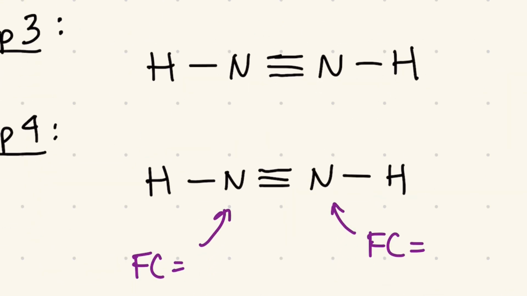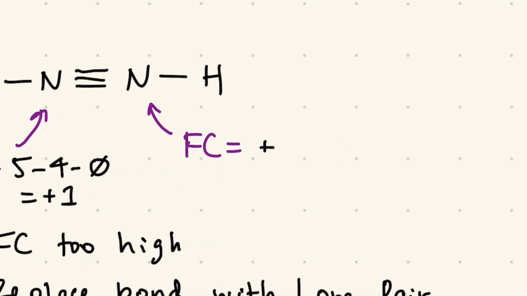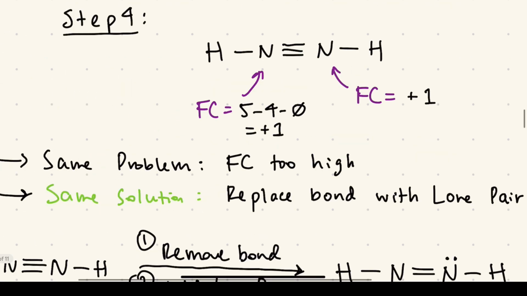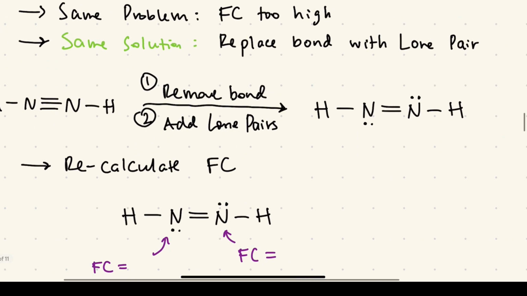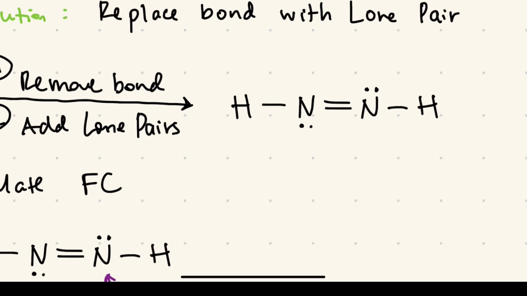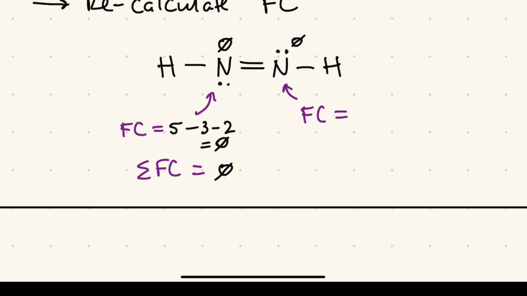And now in step 4, we'll calculate formal charge. So for the nitrogen, it's going to be 5 valence minus 4 bonds minus 0 lone electrons, that's plus 1. And for the other nitrogen, it'll be the same. And again, we have the same problem, where formal charge is too high. So we'll use the same solution, replacing a bond with a lone pair. In doing that, we get this final structure, where each N has 3 bonds and 1 lone pair. Recalculating formal charge, we'll have 5 valence minus 3 bonds minus 2 lone electrons for a total of 0. And that is now in line with the fact that N2H2 has an overall charge of 0. So this structure is good.